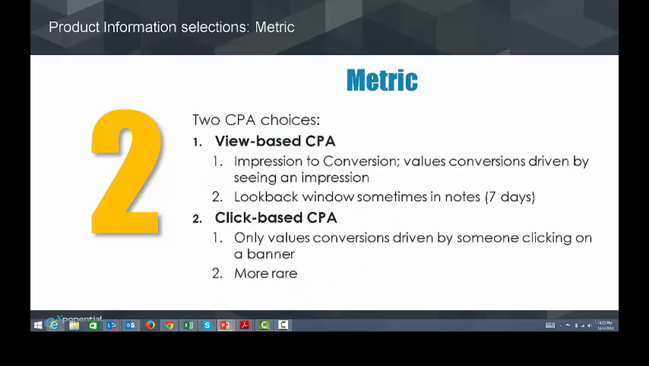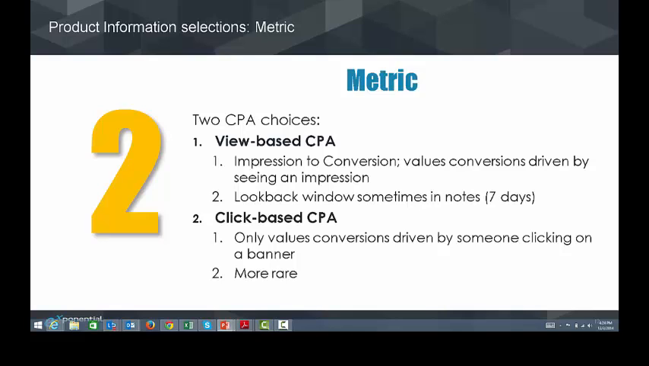There are also 2 CPA choices. Now note, CPA is a metric that is only permitted in certain countries, namely the US. View-based CPA is a client paying only for a specific action, like a purchase. Clients will value conversions driven by an impression within a set look-back window. This is sometimes called I2C or impression to conversion.